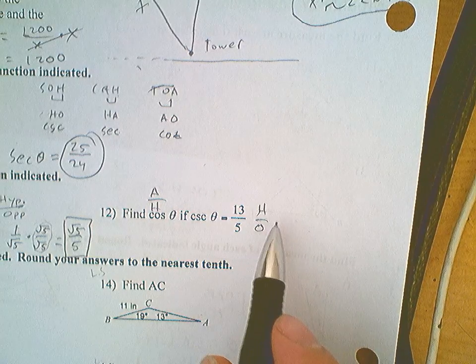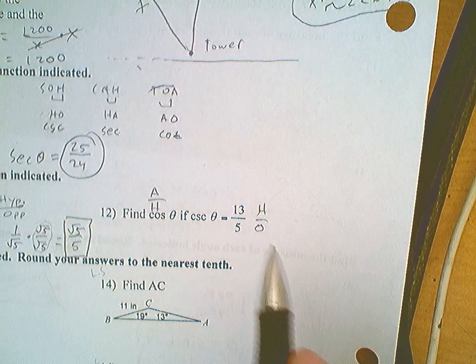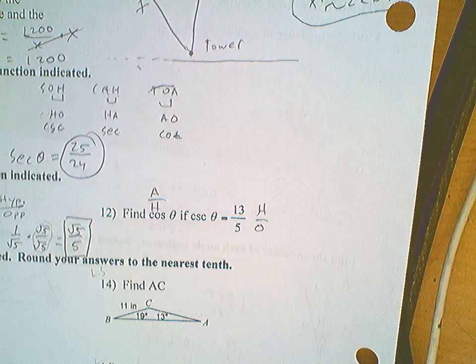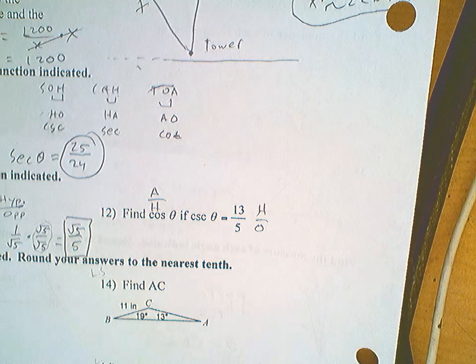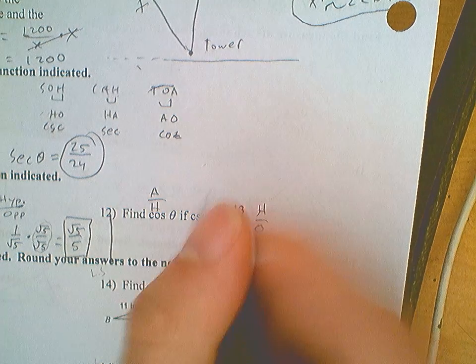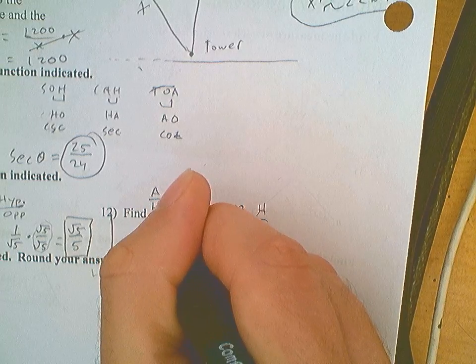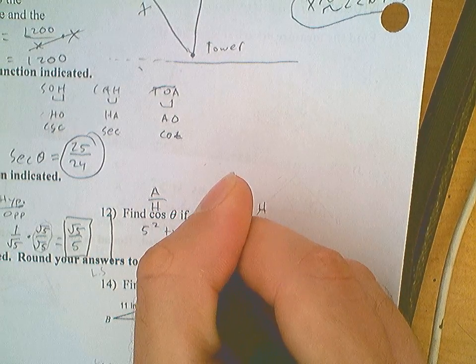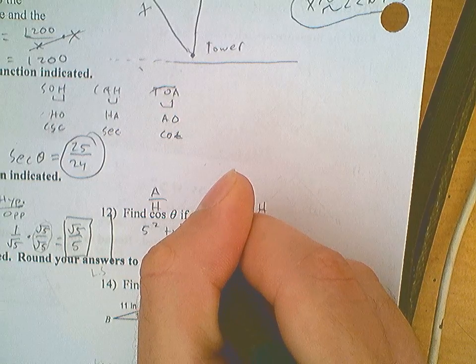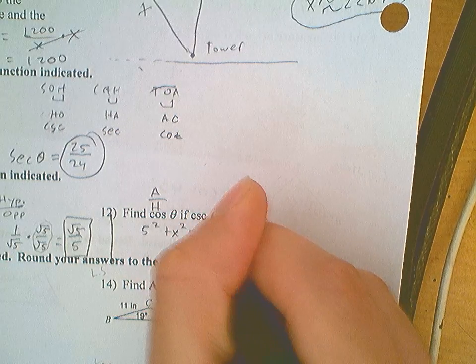So I'm missing a side here. I need to figure out what that other side is before I can figure out what the cosine of theta is. So let's see if we can figure out that other side. One thing we could do in this particular problem is use the Pythagorean theorem to help us figure out that other side.